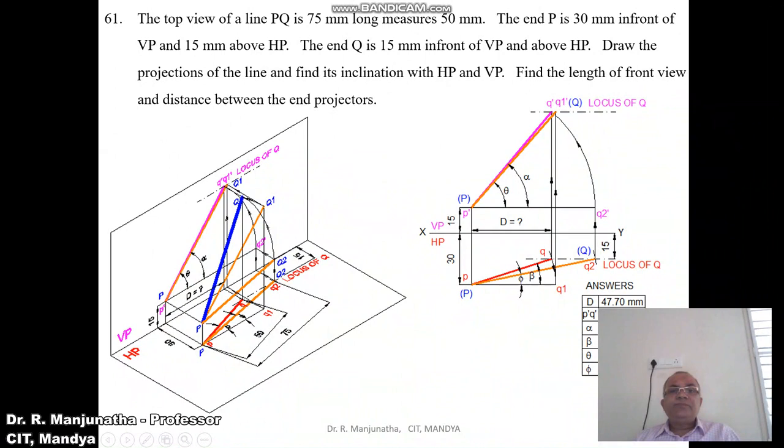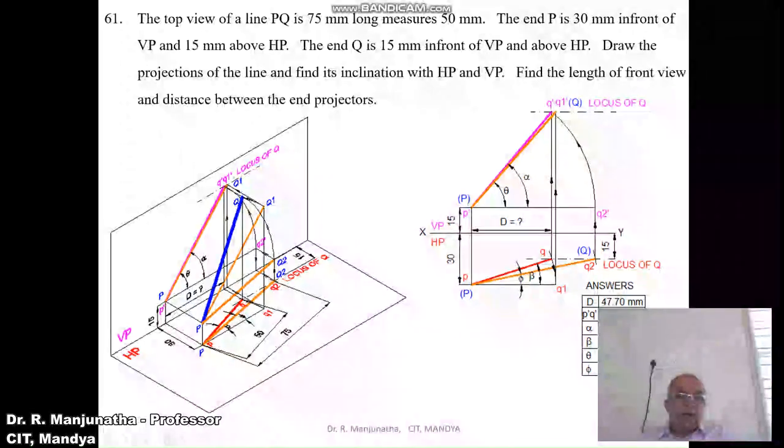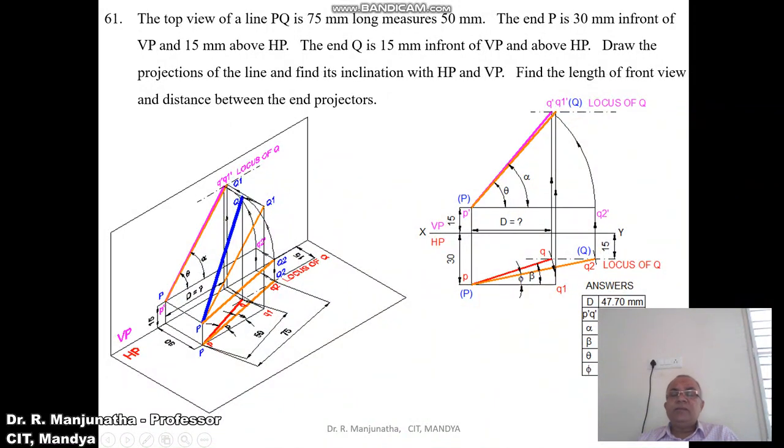Now what we need to find? We need to find out the locus of Q in the front view. Since we know the top view, the front view point should lie on the same end projector line. So when you project this Q here to the XY line, and from here you draw a vertical projector in the front view, you will get this. But we know that the front view point should lie on this end projector line.